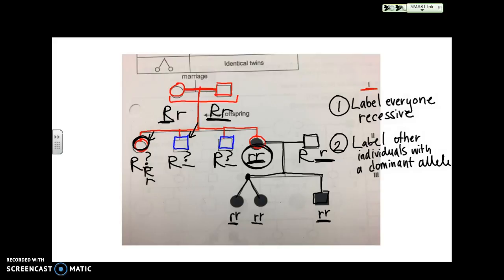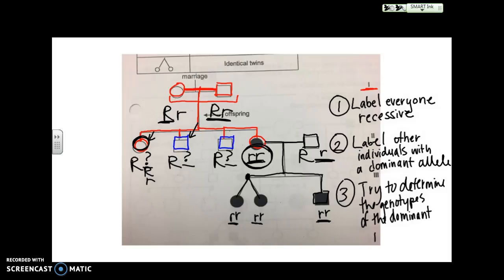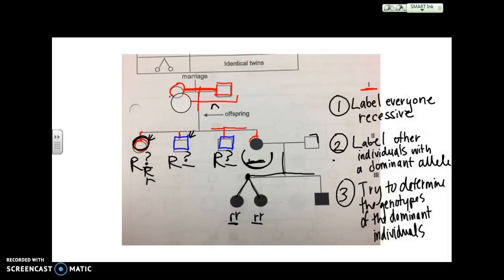So the third step in our method is to try to determine the genotypes of the dominant individuals. Okay? So that is how we go about a pedigree. I'm going to practice with you 2 more times before I set you loose. I'm going to erase this here, keep our method.